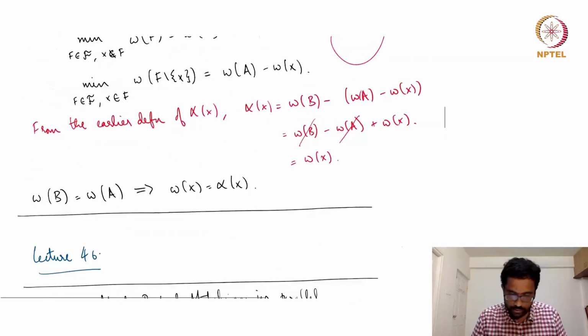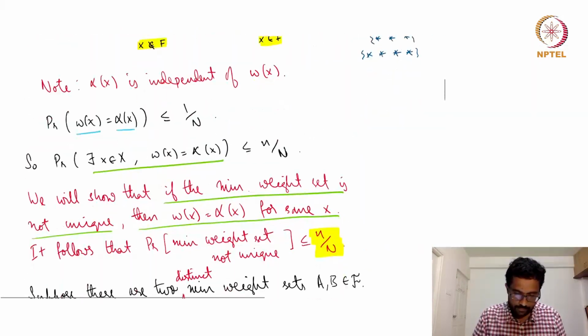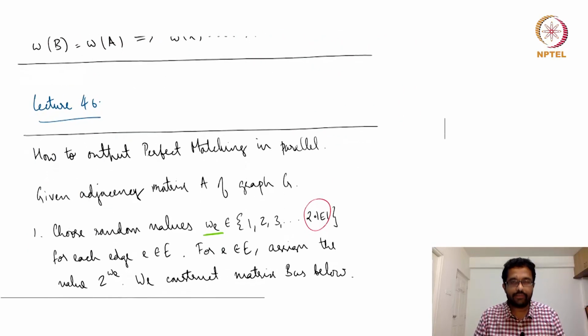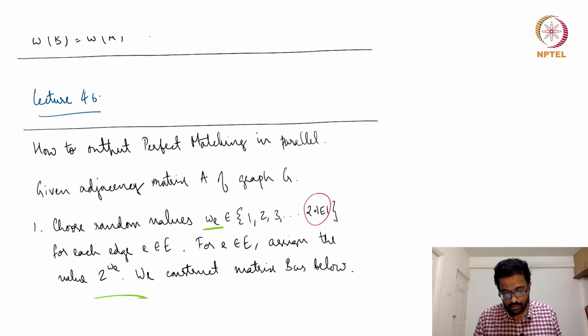And with that, we will conclude this lecture 46. So in lectures 45 and 46 together, we showed that the search version of outputting a perfect matching is in randomized NC.